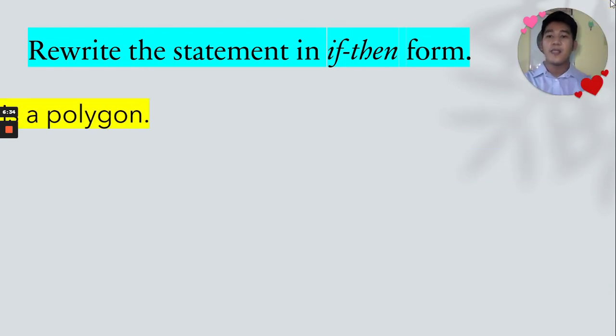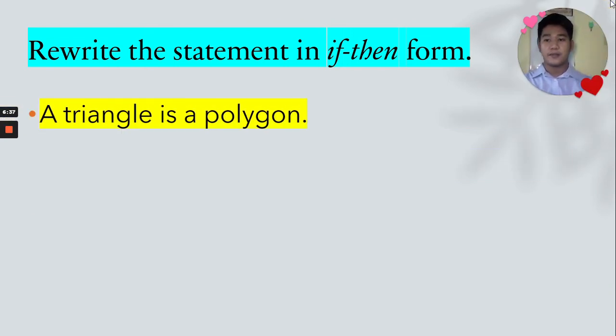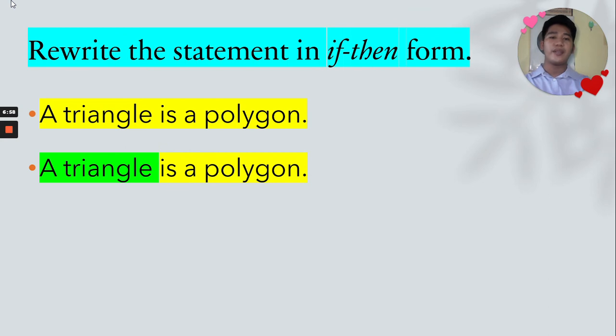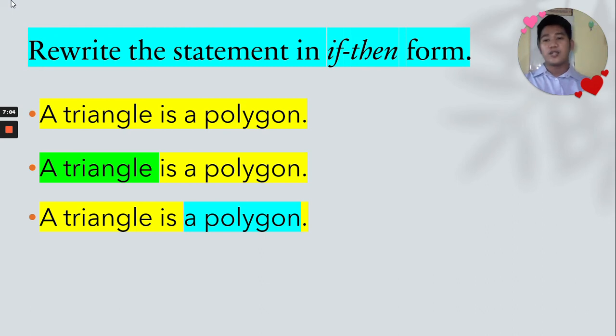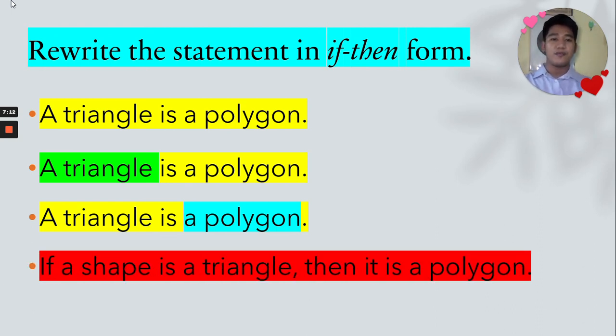So another example, a triangle is a polygon. If you think of it, how are you going to write this into if-then form? We can think of the category where a triangle belongs to. A triangle will be our hypothesis, and a polygon will be our conclusion. A triangle is a shape, so if a shape is a triangle, then it is a polygon. So this is our if-then form.